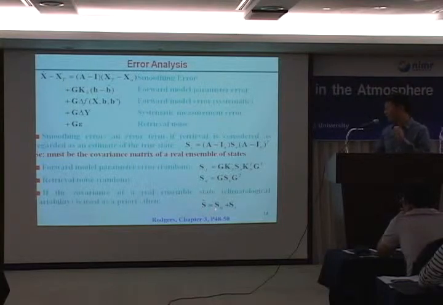If we use the actual a priori, the climatological a priori covariance matrix, then the solution error is equal to the sum of the retrieval noise error covariance matrix and the smoothing error covariance matrix.